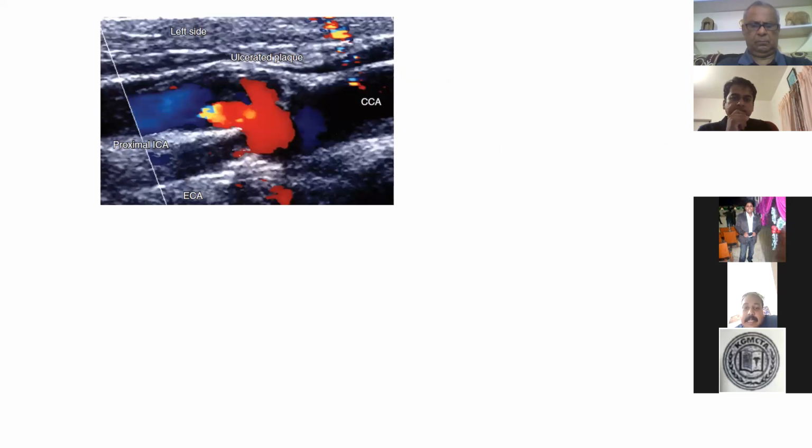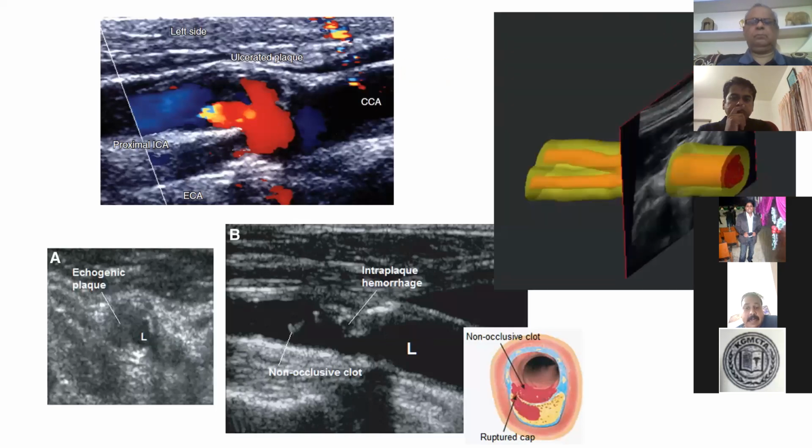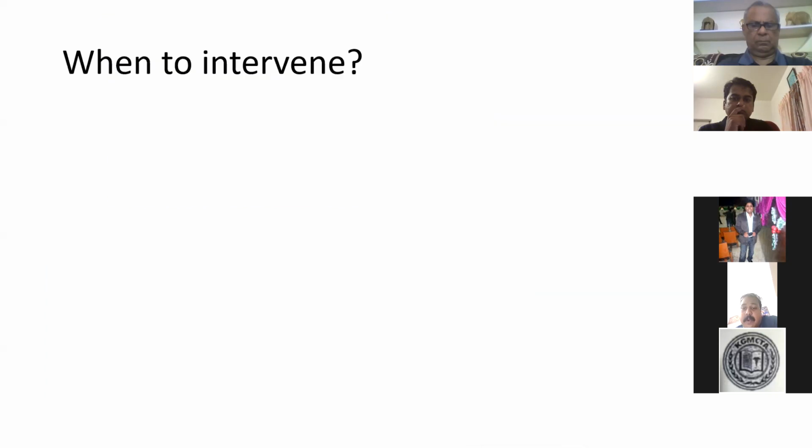Based on duplex, if we are a good sonologist, we can identify the hanging thrombus there. Or using an MRI recently, we can characterize the intraplaque. And this is the morphometry of the plaque with the latest ultrasound with 3D. Or the more advanced PETs can also be used. So next is when to intervene.